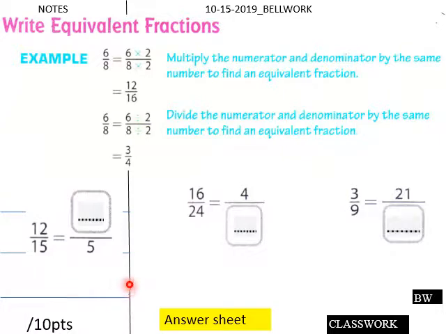Okay, welcome back for our solutions. And we're going to start over here. So 3 over 9, same thing as 21 over 63. 16 over 24 is the same thing as 4 over 6. And then 12 over 15 is the same thing as 4 over 5.